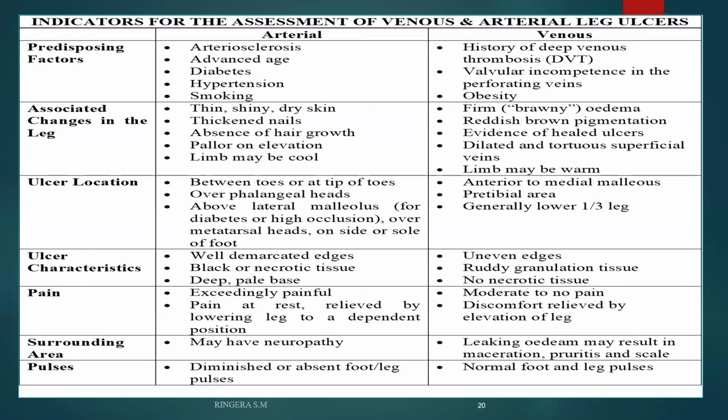The pain associated with arterial disease is usually extreme, so the patient will verbalize very, very severe pain, whereas for venous disease, on a scale of maybe 1 to 10, they verbalize a score of around 6 or 7. Now, the arterial patient may complain of pain at rest, which is relieved by lowering the leg to a dependent position, whereas the venous patient may complain of discomfort, which is relieved by elevation of the leg, which is the opposite of the other.